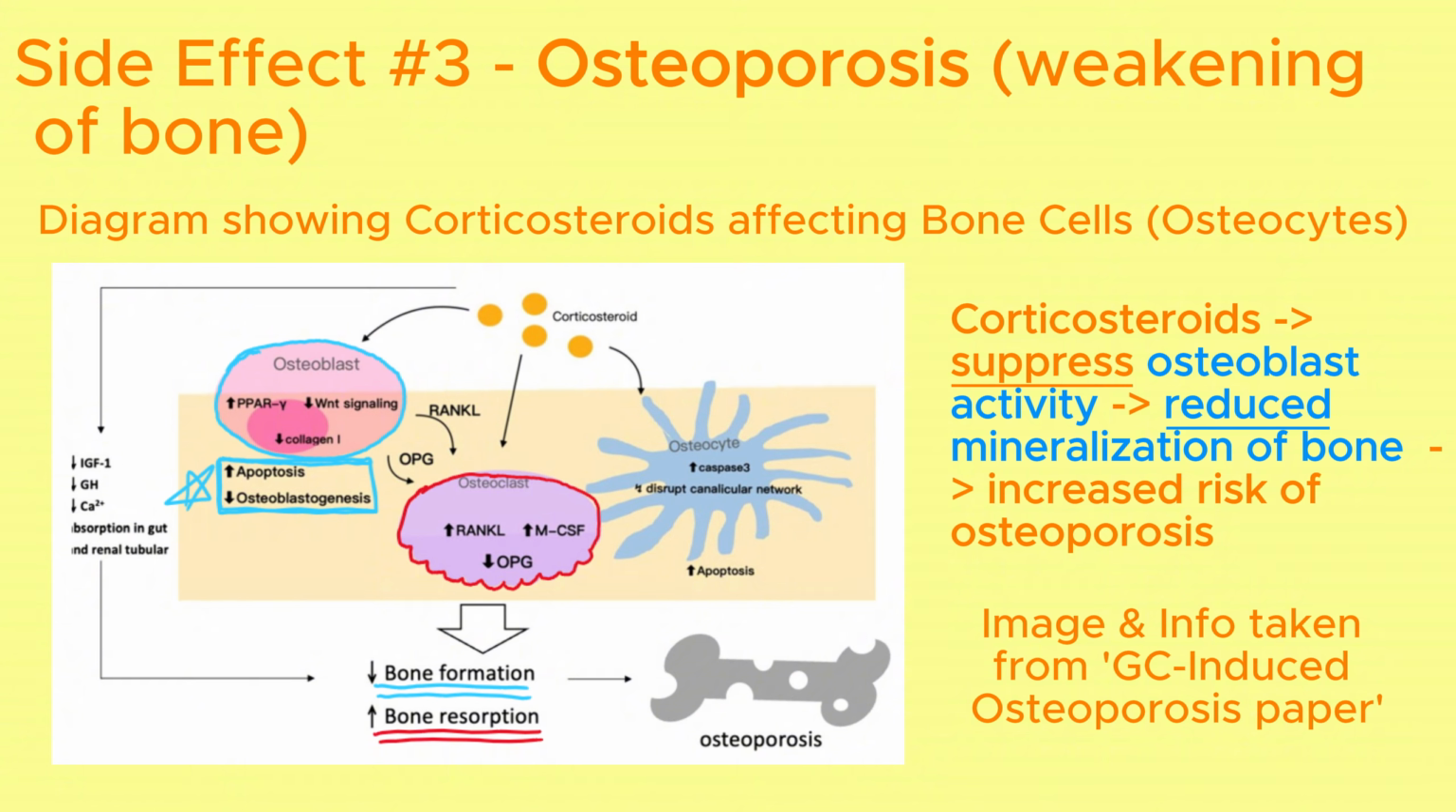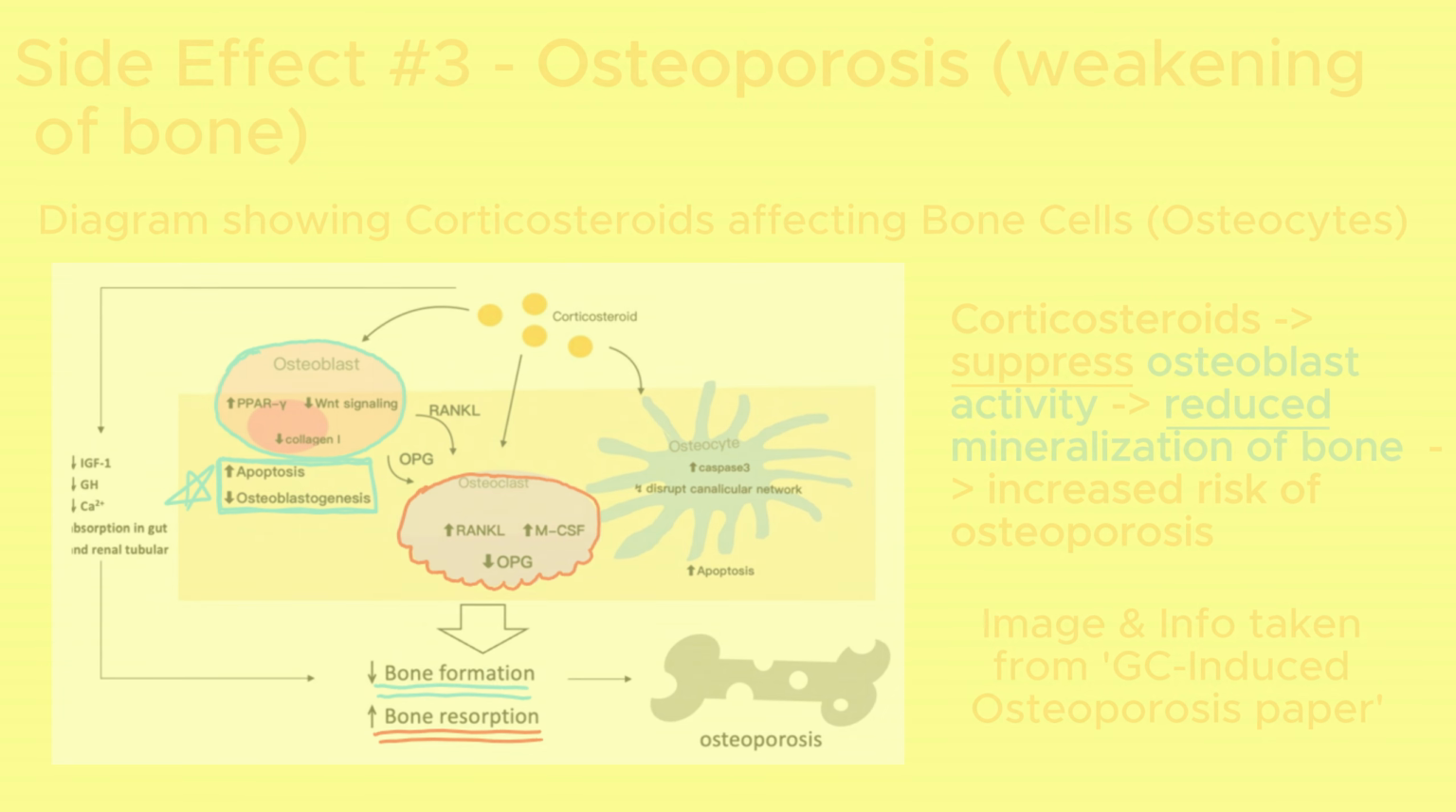Another commonly known side effect of corticosteroids is that they can cause osteoporosis. Now, glucocorticoids or corticosteroids can suppress osteoblast activity and reduce calcium absorption, leading to decreased bone formation through reduced mineralization of bone, increasing the risk of osteoporosis.